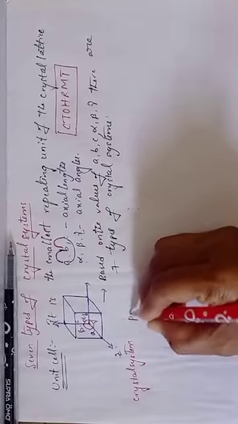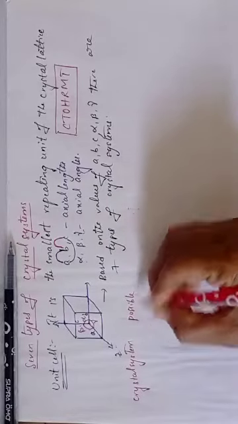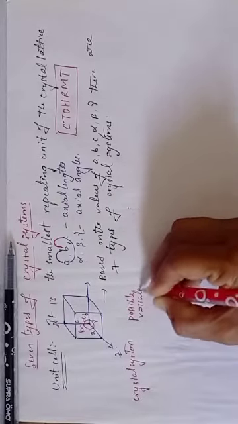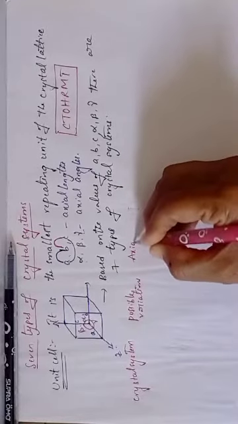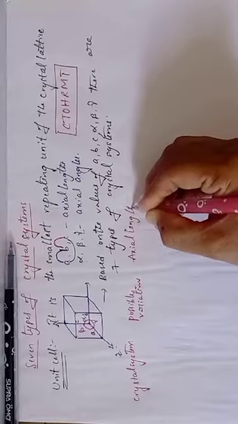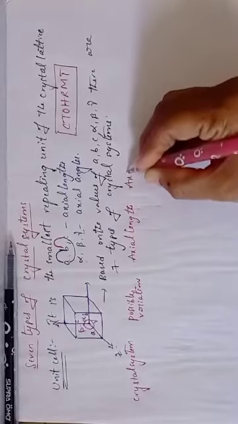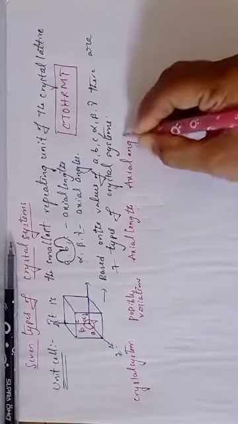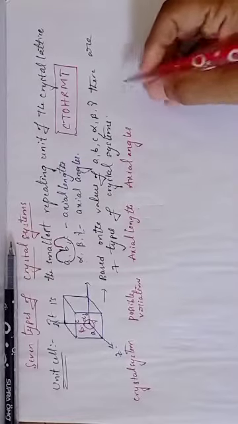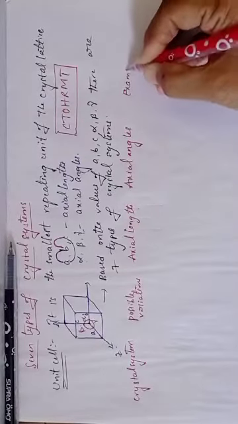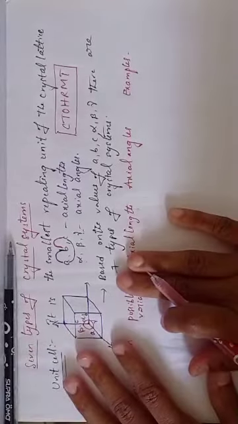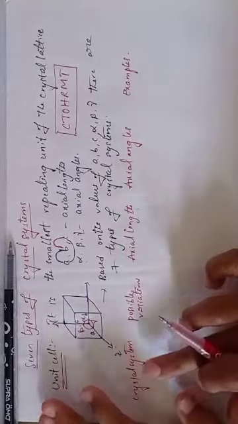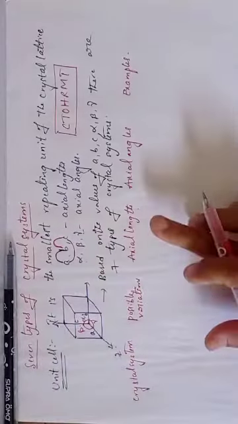Next one, possible variations. Next, axial lengths, axial angles. Next, last, examples. This table is very important, students, for competitive exams. Now, crystal systems, possible variations, axial lengths.